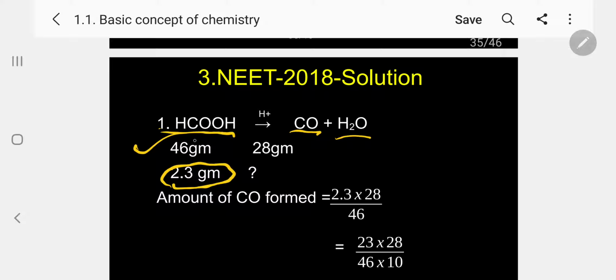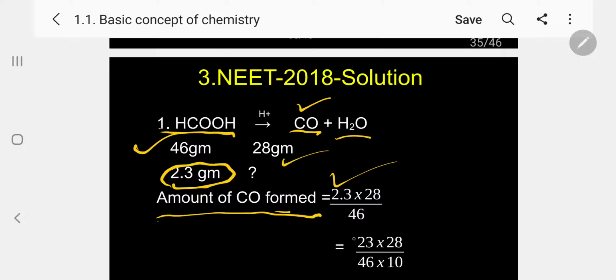Kindly follow. The molecular mass of formic acid is 46 gram: carbon 12, oxygen 16, hydrogen 1, add to 46 gram. CO is 28 gram: C is 12, oxygen is 16, total 28 gram. That means 46 grams of formic acid, if you heat in the presence of sulfuric acid, will produce 28 grams of CO. Suppose you heat 2.3 grams, how many grams of CO form? Let me calculate like this. The amount of CO formed equals 28 by 46 into 2.3. Kindly follow. This is the equation.